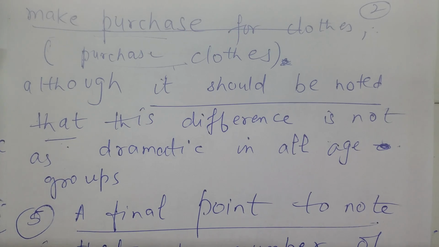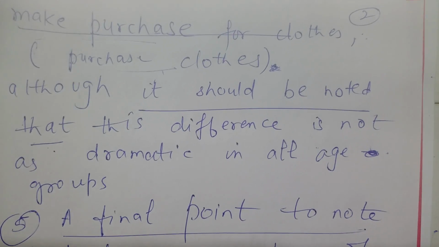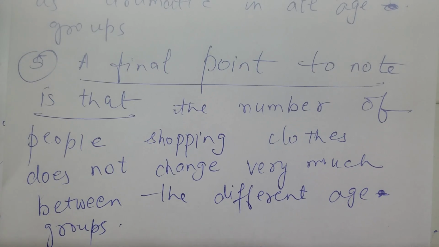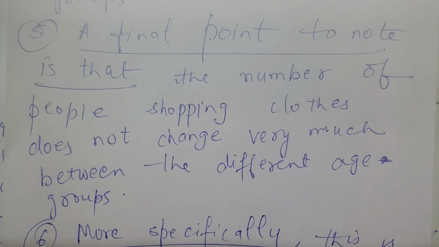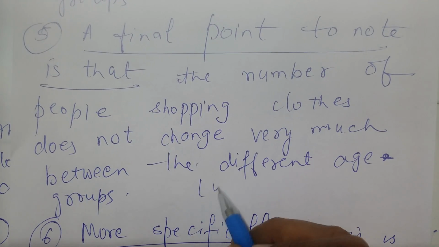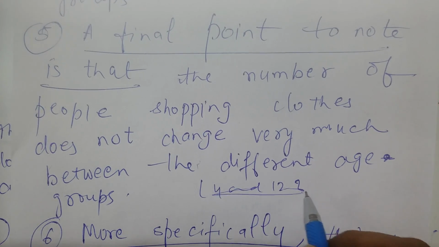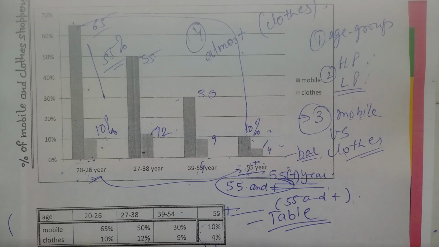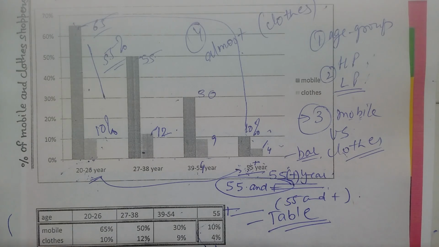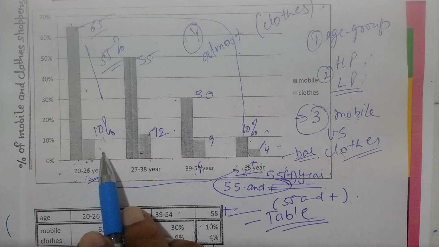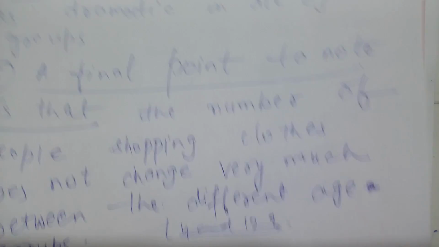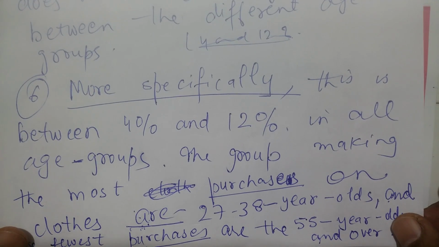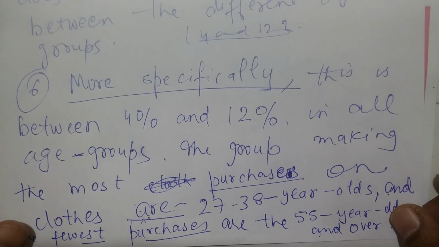This difference is not as dramatic, भी सब में इतना नहीं है जितना इसमें है. Final point to note that number of people shopping clothes does not change. वही बात है, 4 और 12% के अंदर रहते हैं. तो ये लाइन यहाँ लिखी है, आप देख लीजिए एक बारी चार्ट को. तो 4 और 12 है, वही चीज यहाँ है, 4 और 12, ठीक है, तो अब हम लोग इसी लाइन को आगे अंडरलाइन कर दिया, वर्ड्स को मोर स्पेसिफिकली, राइट.